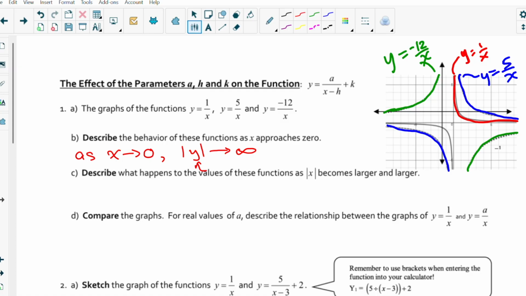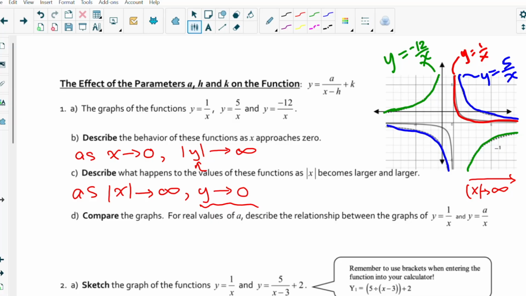Okay, letter C. Describe what happens to the values of these functions as the absolute value of x becomes larger and larger. So as the absolute value of x approaches infinity, what happens to the y value? The y value approaches 0. So as x goes this way, to infinity, what happens to the y value? Well, for the blue and red graph, it gets closer and closer to 0. So y approaches 0. Okay, that's good.